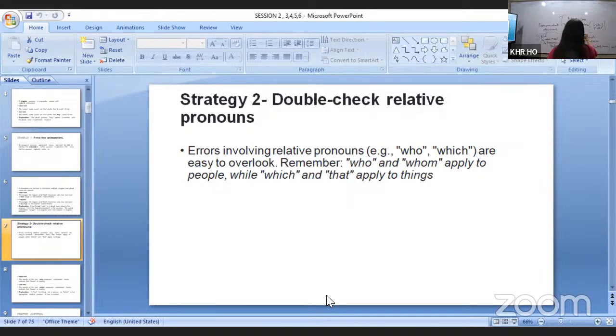Who and whom, item number 2: who and whom applies to people, and which and that applies to things.